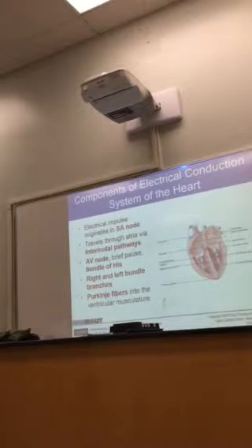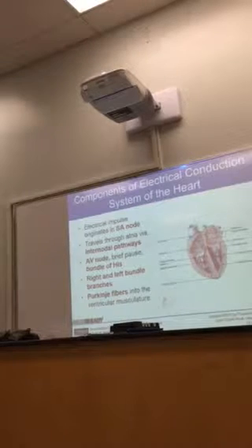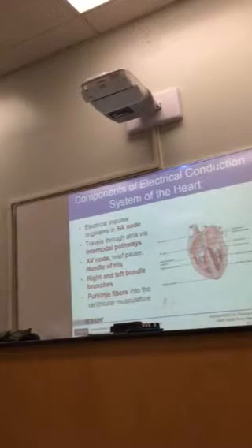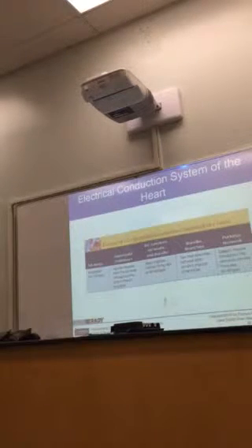So, components of the electrical conduction system of the heart. Electrical impulses originate in the SA node, travel through the atria via the internodal pathways into the AV node. Brief pause, bundle of His, right and left bundle branches, Purkinje fibers, into the ventricular musculature. You guys all know this, we've covered this as we've gone, right? This actually is repeated every single chapter.